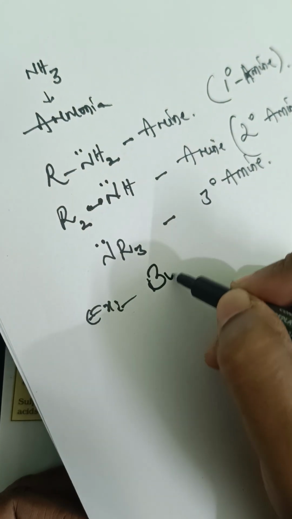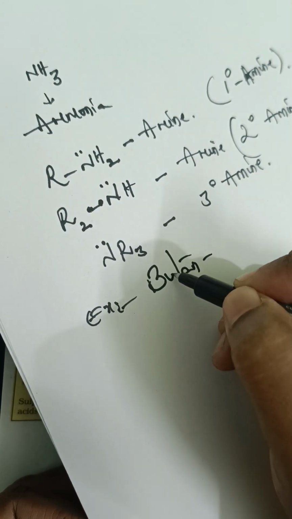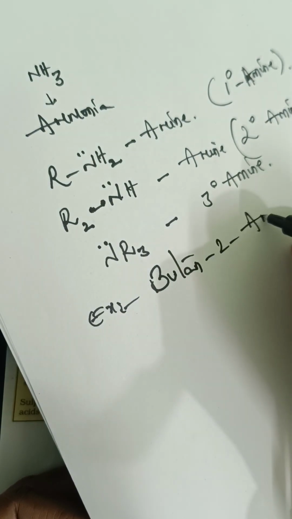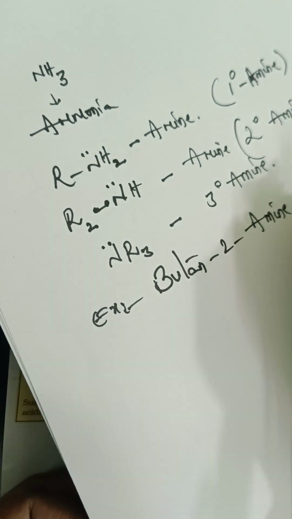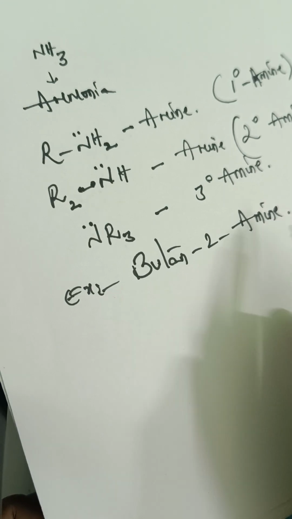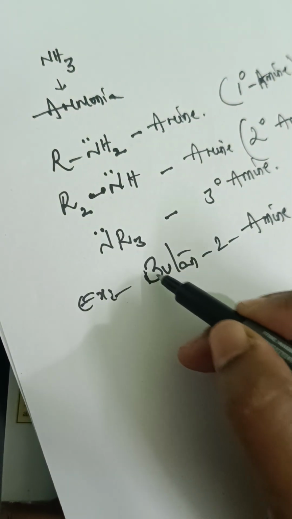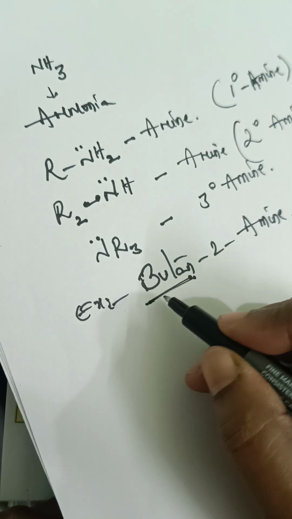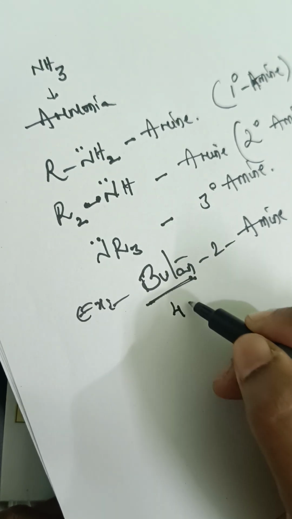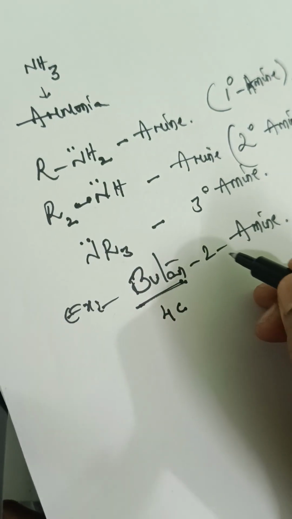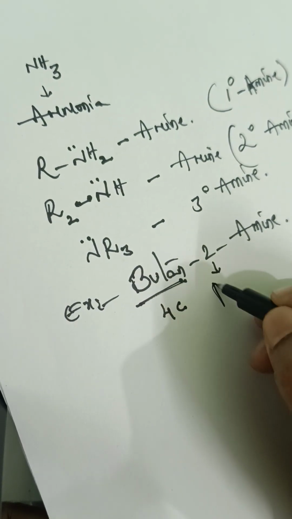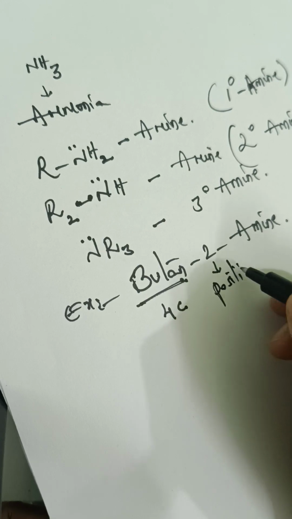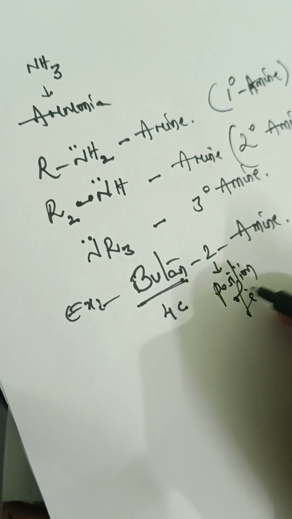Butane-2-amine. How to write the structure for this? First you should see the parent chain, that is how many parent carbon atoms. Buta means 4. At second place, this is the position of carbon atom.